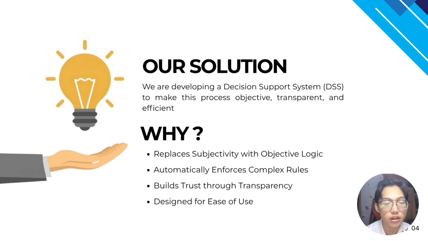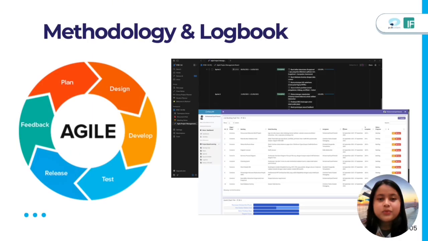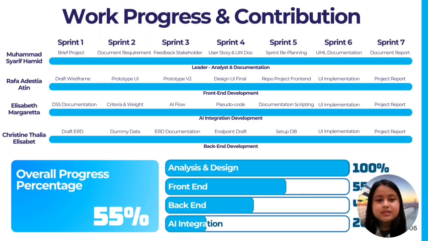And next, we will explain how we process this project. For our project, we use the Agile method. We work in short sprints: plan, design, develop, test, and get feedback. All progress is tracked in Notion using a digital logbook for better task monitoring. Next, we'll talk about our work progress and team contribution.